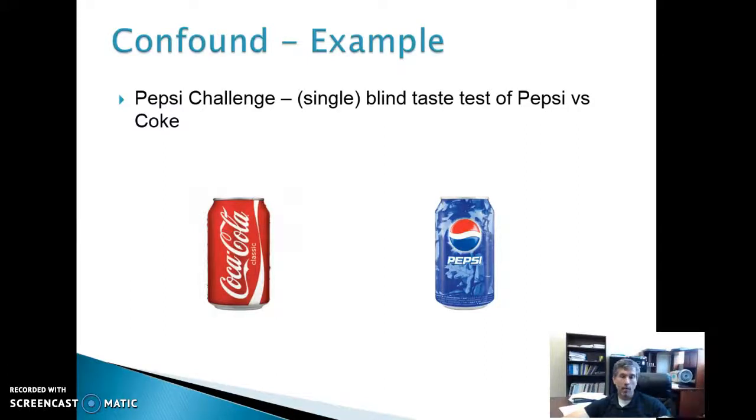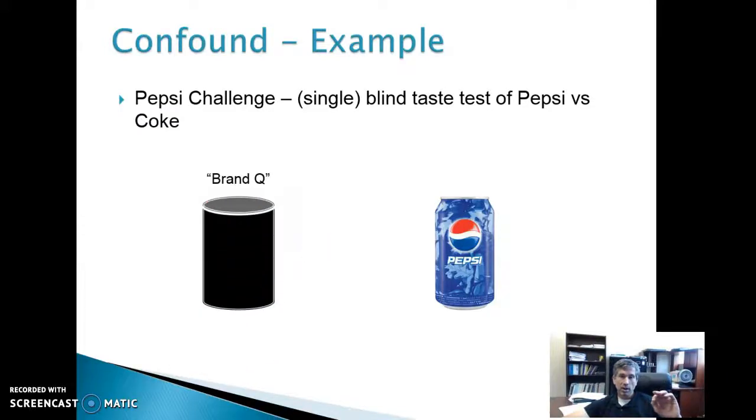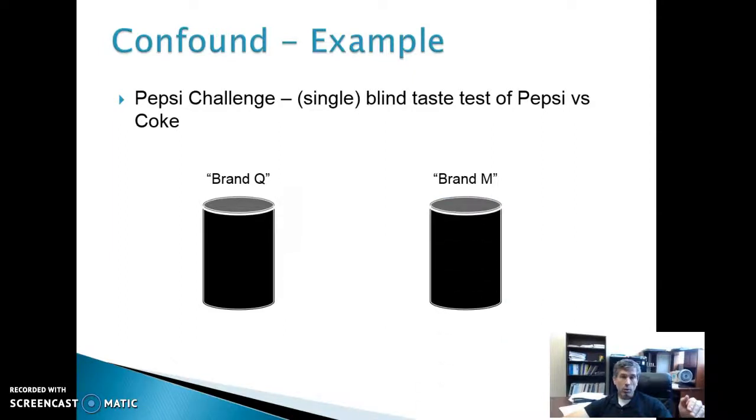They went out in public and gave this to thousands and thousands of people. In this taste test, you got 2 cups of cola. Coca-Cola was in a cup labeled as brand Q. Now, Q has nothing to do with Coca-Cola, so they figure that's a good way of representing it. Pepsi was given to you in a cup, and you're told, here's brand M. So again, Q and M, nothing to do with the actual original names of the soda, so you're not going to know which is which from those names.